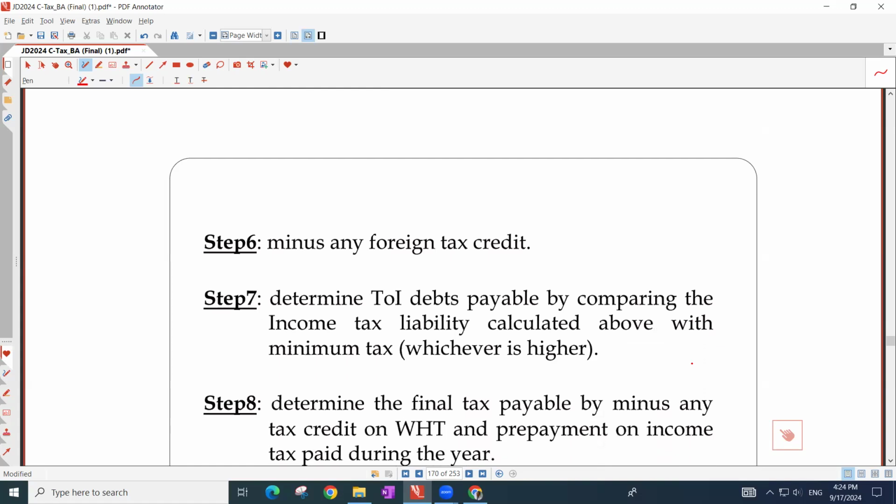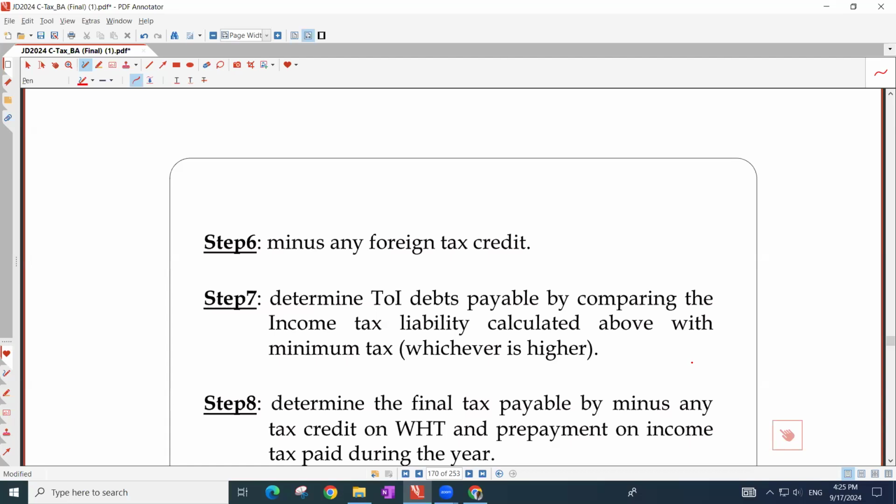Okay, next step is step 6. Take into account foreign tax credit. If you have a foreign tax credit, because now you have the TOI liability for the year, then you have to calculate the maximum foreign tax credit that you can claim as a deduction. If you don't have it, then just ignore it.